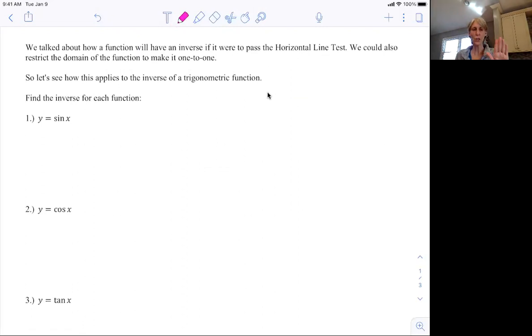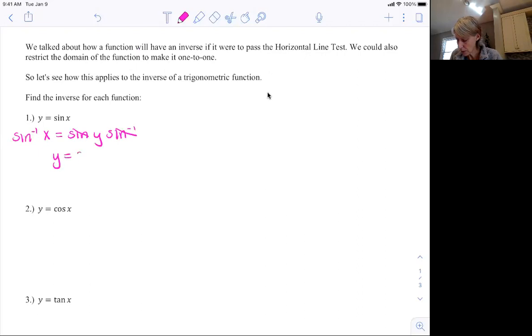Okay. So I'm going to focus right now just on finding the inverse for each function. If y equals sine x, if I switch x and y, x equals sine y. And I want to solve for y. So what I'm going to do is use my inverse notation here. Sine inverse, sine inverse. Whatever I do to one side, I have to do to the other. This is going to undo. An inverse undoes itself. And you're left with y equals sine inverse x. The notation may seem weird, but it will get easier in a minute.